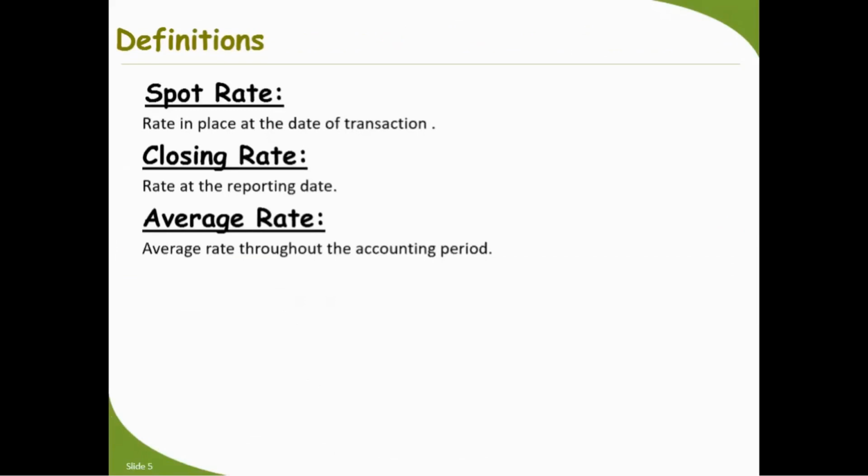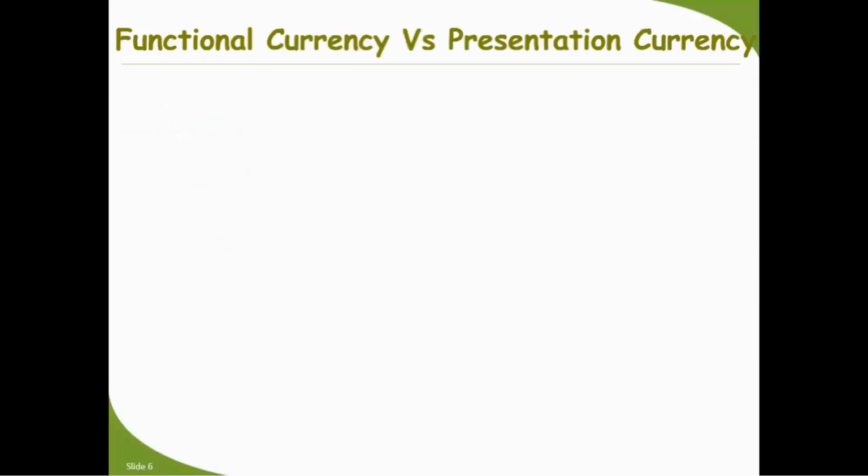Now the question in this standard related to foreign currency exchange rates is which rate you are supposed to use, that we will discuss later. Then what is the difference between functional currency versus presentation currency?